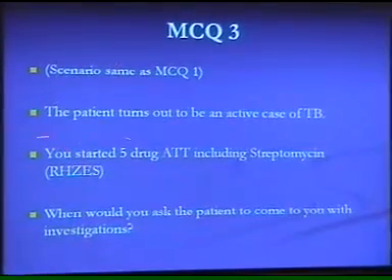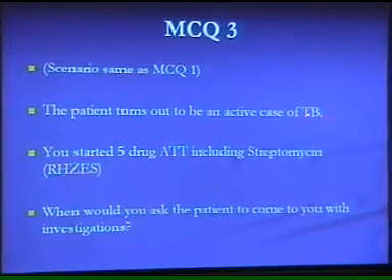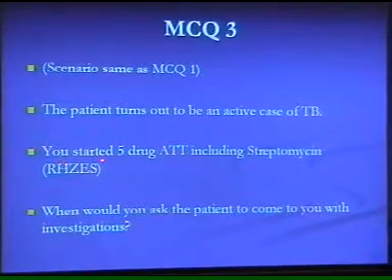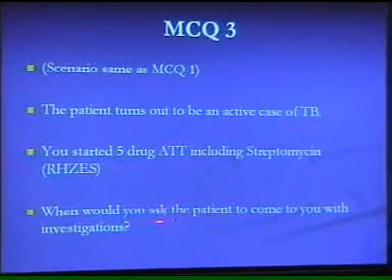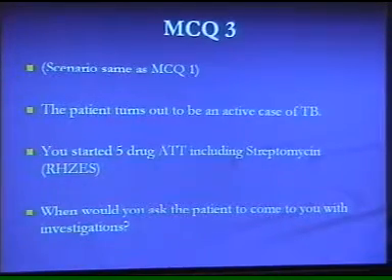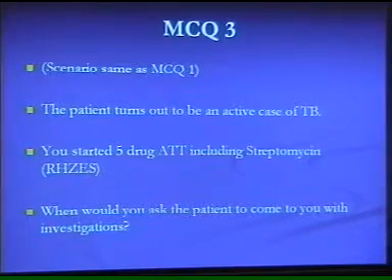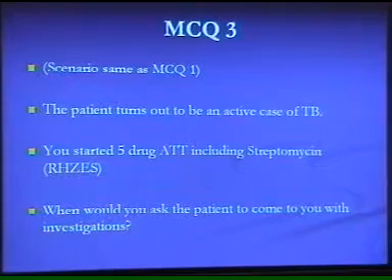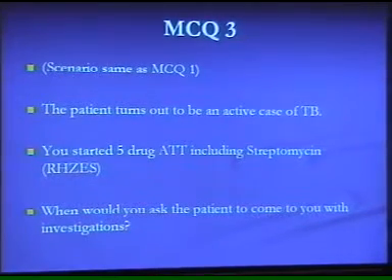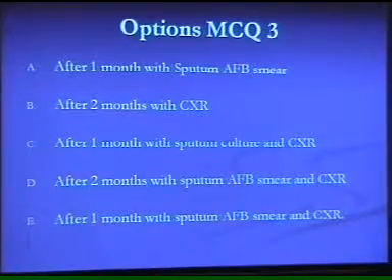Same scenario. The patient turns out to be an active case of TB, and you started 5 drugs. As you said, you will add streptomycin. Now, when would you ask the patient to come to you with investigations? Of course, you will follow the patient, making sure he is compliant with the medications and not having any side effects. But when will you ask for investigations and a chest X-ray?